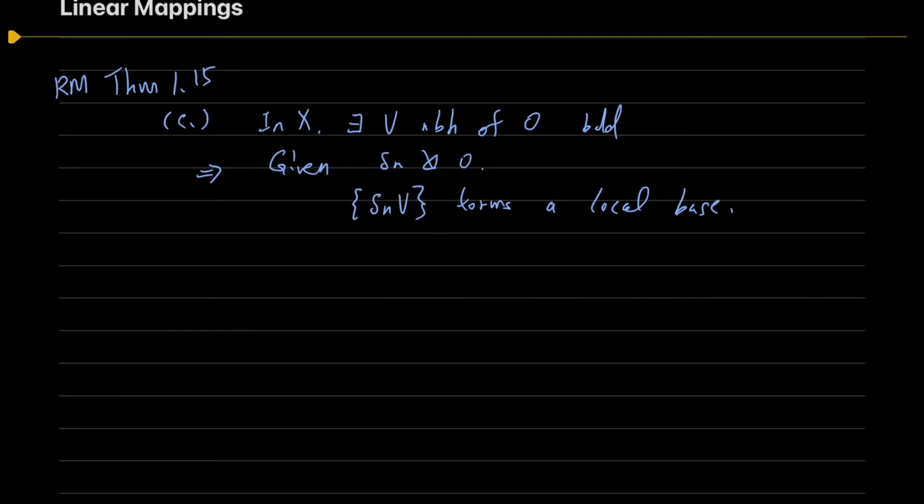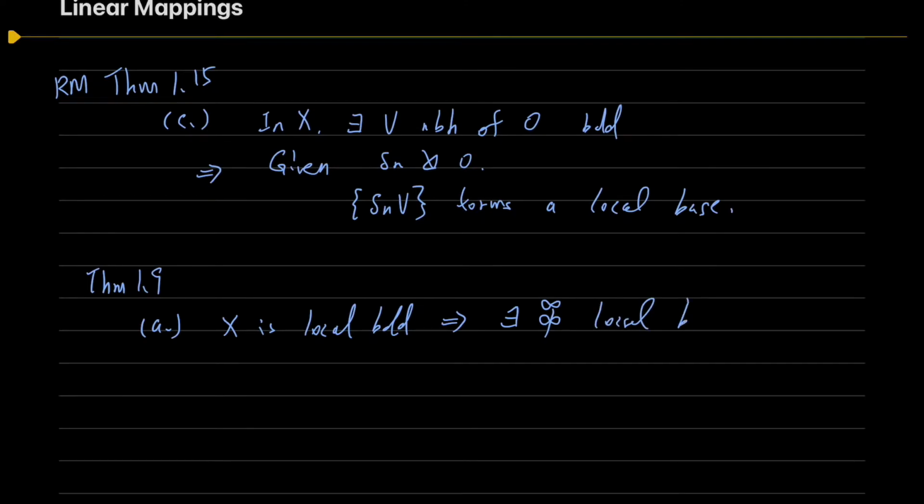And this is actually the assertion we mentioned previously. Let's see which theorem it was. I think it's 1.9. In Theorem 1.9, we mentioned that if X is locally bounded, then there exists a countable local base. So that proves part A of this theorem, which is the main result of this chapter.